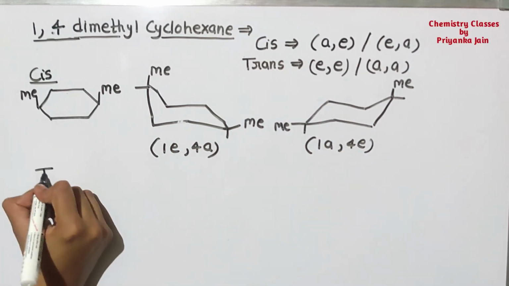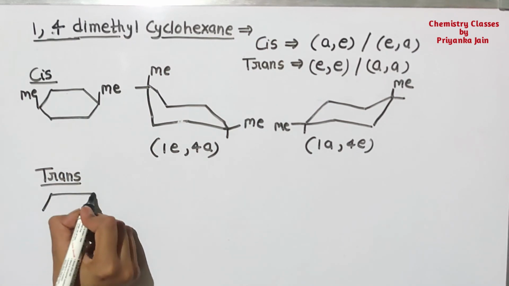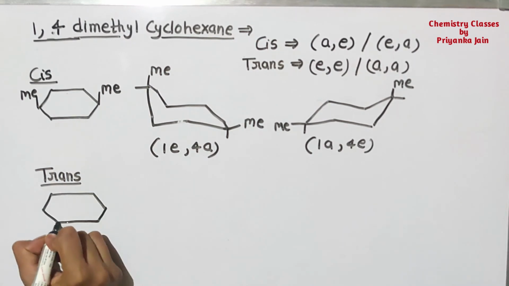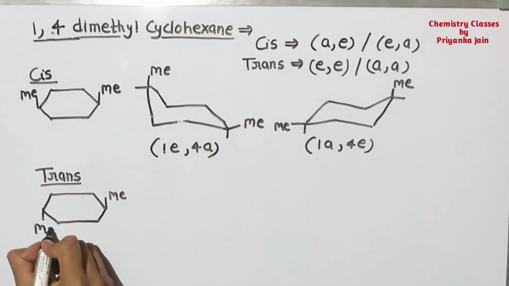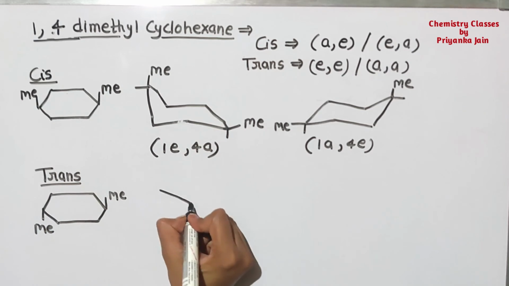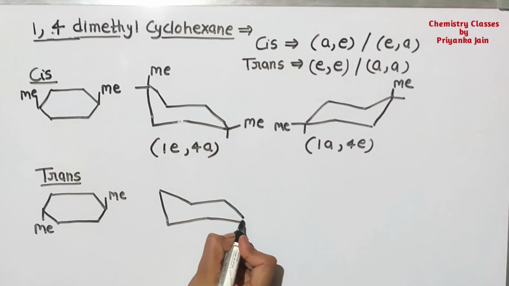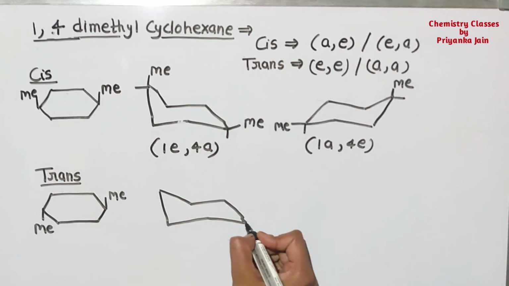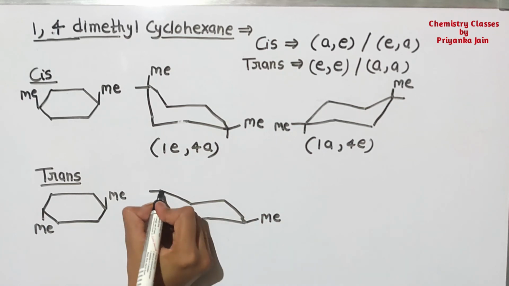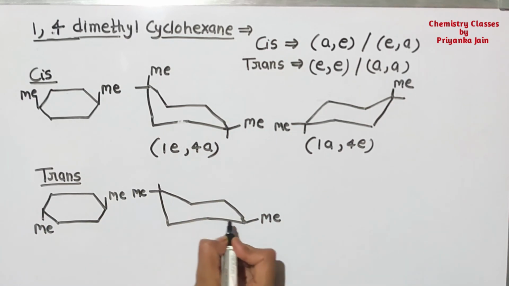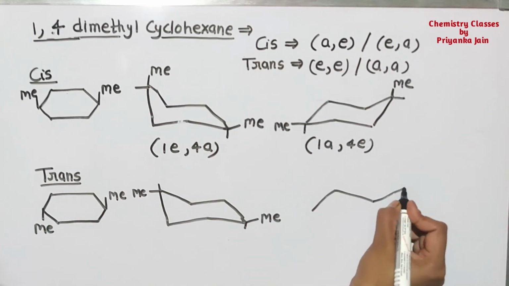Okay, now see the trans form. Trans is one in which both the methyl groups are on the opposite side in this manner. And if we are looking at it in the chair form, then this will be here. What you have to do is either make both the methyl groups equatorial in this manner, right, or make both axial.